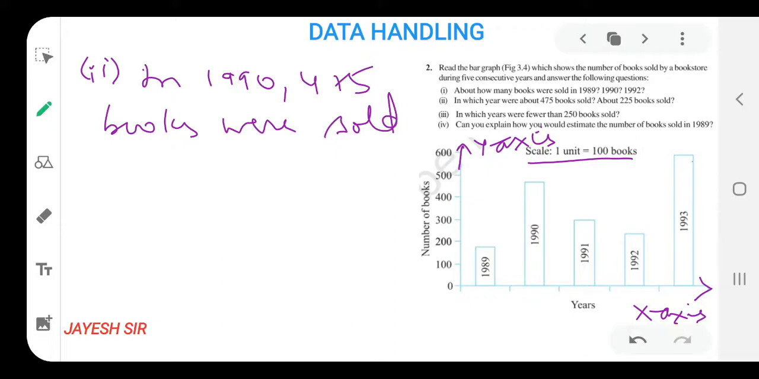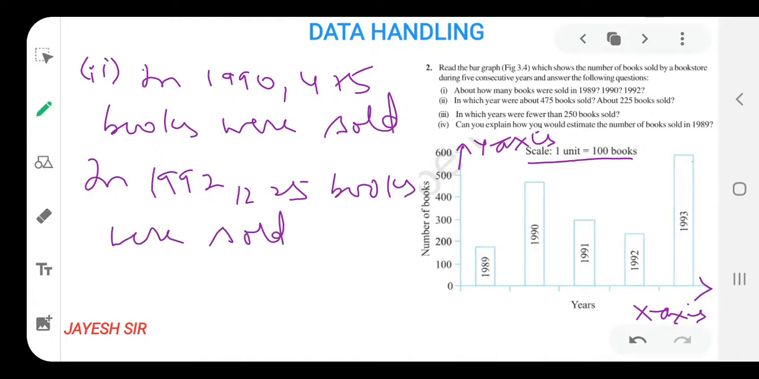Similarly, about 225 books sold. In which year? Same thing is to be said. In which year were 225 books sold? That was the only thing that we have written previously also. So in 1992, 225 books were sold. So this was the answer for question number 2. Only these two things were being asked, so that I am writing over here. I hope you all might be getting it, friends.